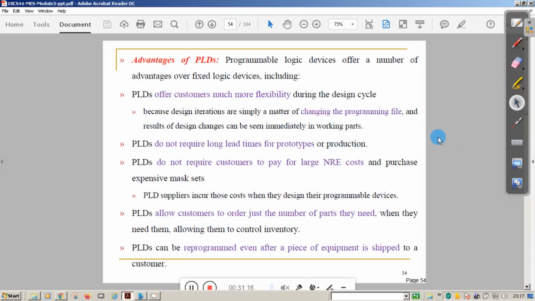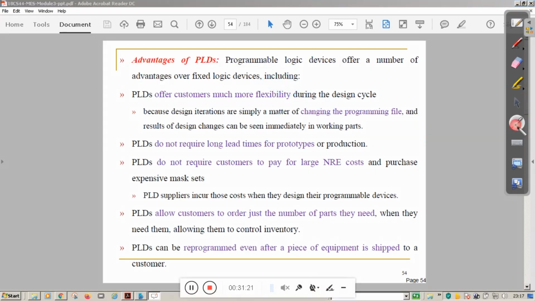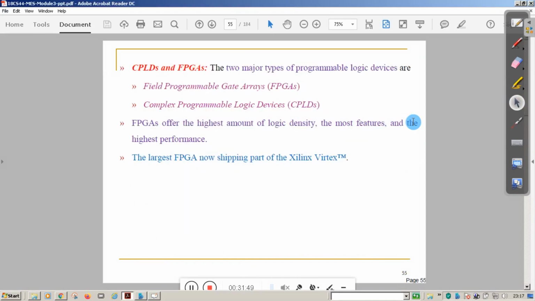Now we'll see the two different types of PLD. But first, before moving to the two types, what are the advantages of PLD? Programmable logic devices offer a number of advantages over the fixed logic device, including offering customers much more flexibility. Second, they don't require long lead time for prototype production. They don't require the customer to pay for a large NRE. They allow customers to order just the number of parts they need. They can be reprogrammed even if a piece of equipment is shipped. So all these are the different advantages.